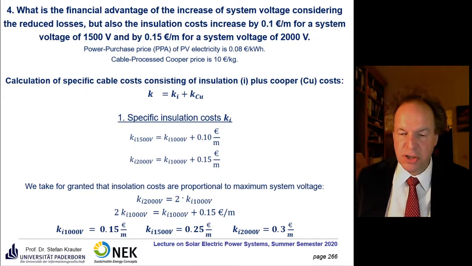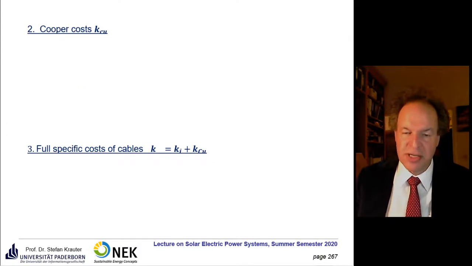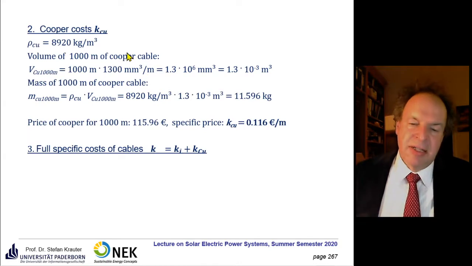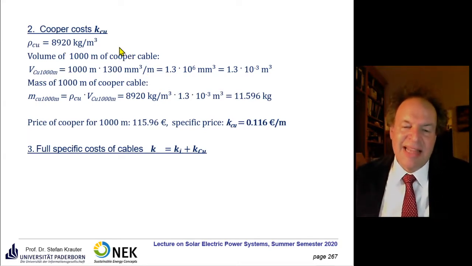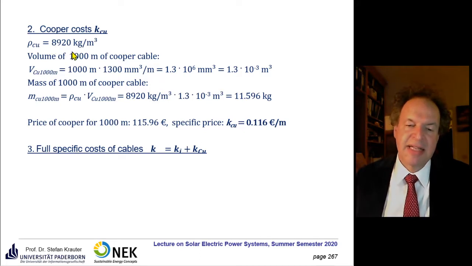That's our insulation cost. So we come to the copper costs, the next task here, and so we look up the density of copper. The copper density is 8,920 kilograms per cubic meter, so 8.9 times more than for water.